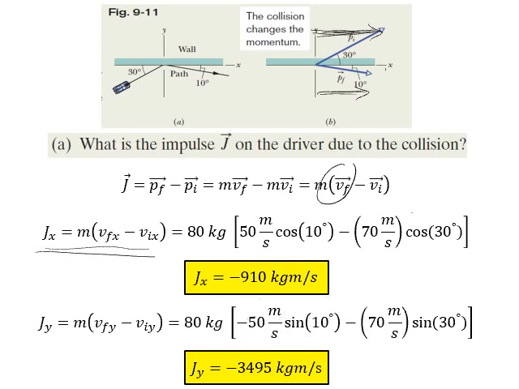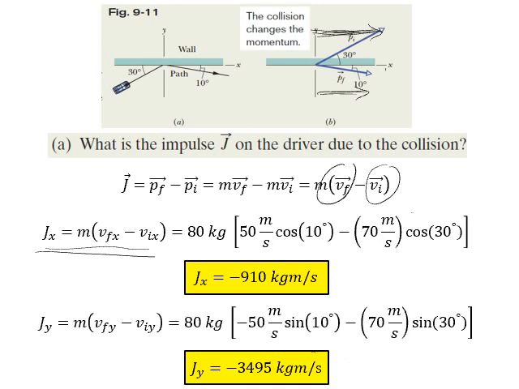So we have the y component of our final velocity. We subtract off the y component of our initial velocity, and the initial velocity is going to have a positive y component here, equal to the 70 meters per second times the sine of 30 degrees, the initial working angle. And so we can crank through that, and we find that the y momentum change, or the y impulse, is negative 3,495 kilogram meters per second.